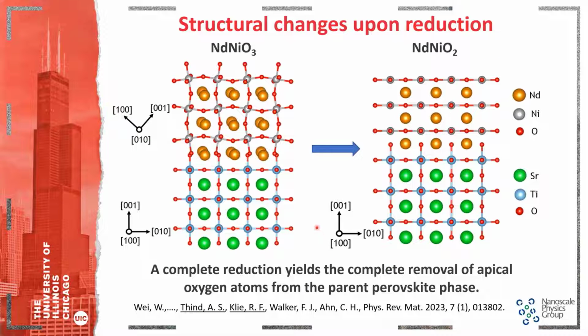If we go back to the structure, as we go from the perovskite to the square planar nickelate, we are removing apical oxygens that would typically be here. As a result, the lattice constant along this direction shrinks. So this is what causes the observed compressive strain.